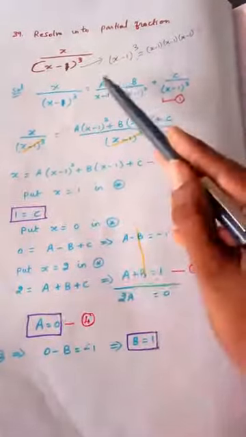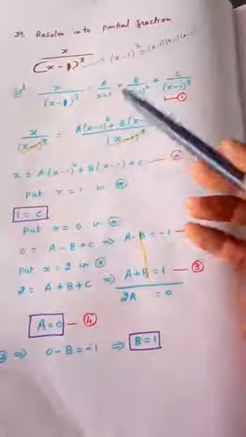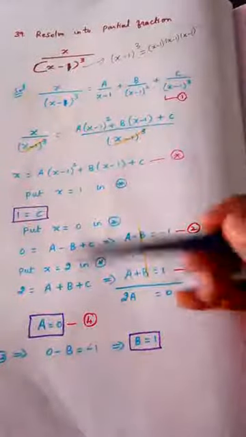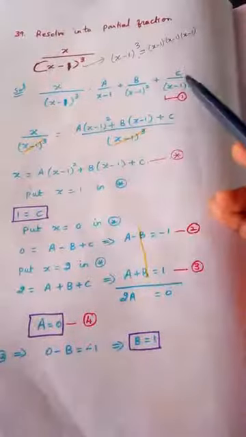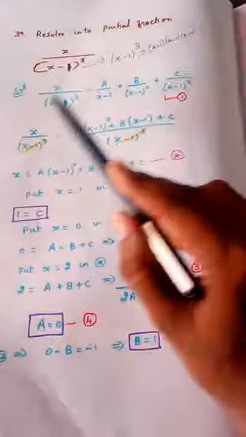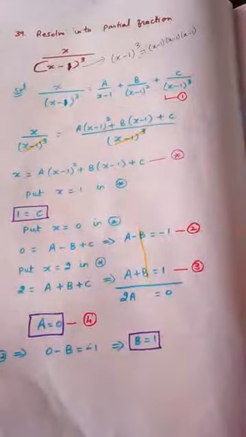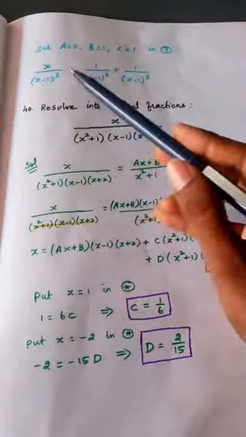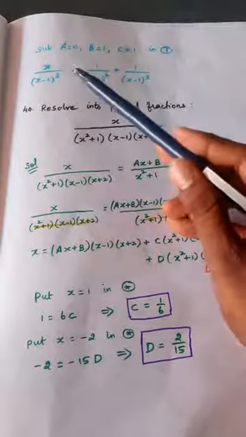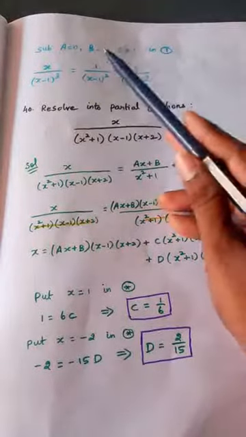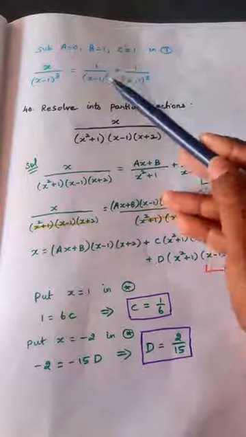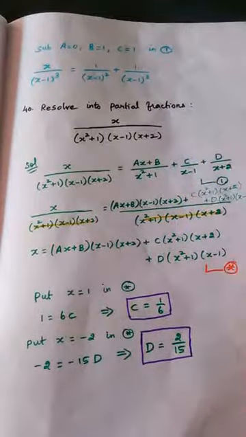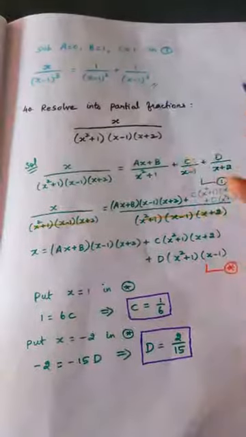A 0 means the first term will not come. B 1 means 1 by x minus 1 whole square. C also 1 means 1 by x minus 1 whole cube. So that is the final answer. I will show you the final answer. See here, this is the final answer. First term will not come because a is 0. Second term b 1, so 1 by x minus 1 whole square. C value is 1, so 1 by x minus 1 whole cube. So this is the final answer.